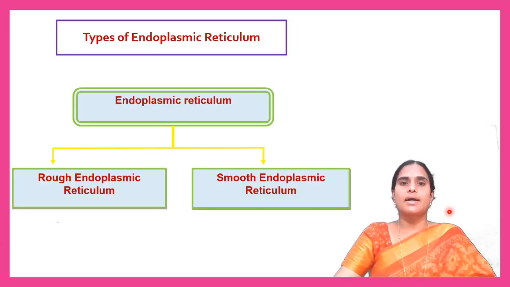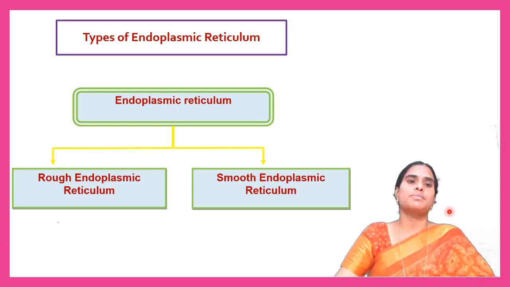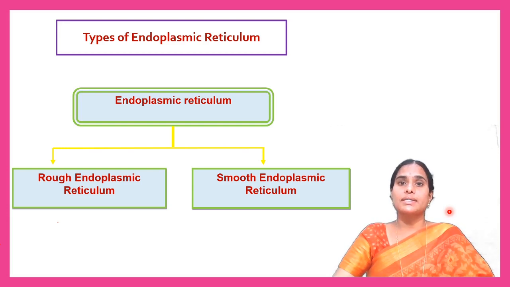Depending on the presence or absence of ribosomes, the endoplasmic reticulum is divided into two types: rough endoplasmic reticulum and smooth endoplasmic reticulum. If the ribosomes are present on the surface of the endoplasmic reticulum, that is called rough endoplasmic reticulum. The rough endoplasmic reticulum is the site of protein synthesis, so it is called the protein factory.